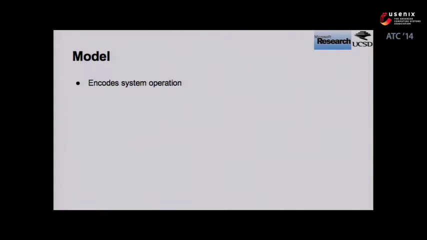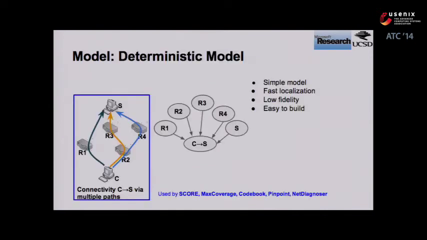And so a localization algorithm will first need a model that encodes system operation. So you could use a deterministic model to encode this system operation. So this model is saying that if any of the routers R1, R2, R3, and so on fail, then the connectivity between client and server is impacted. This model is simple and can be used for fast fault localization, but it has very low fidelity. If you see, if R1 fails, it thinks that the connectivity between client and server will go down.